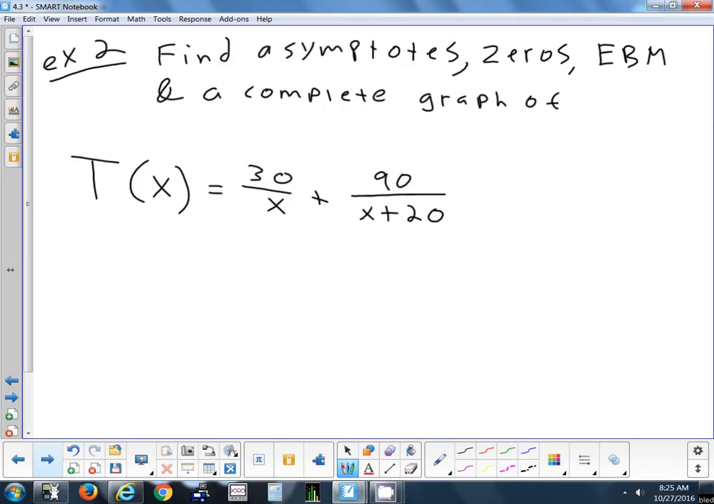Right, so I want to look at that formula we just came up with and analyze it just like we've done the other graphs. Okay, let's find some asymptotes, the roots, end behavior model, and find a complete graph. That doesn't mean sketch by hand. That means do it on the calculator.